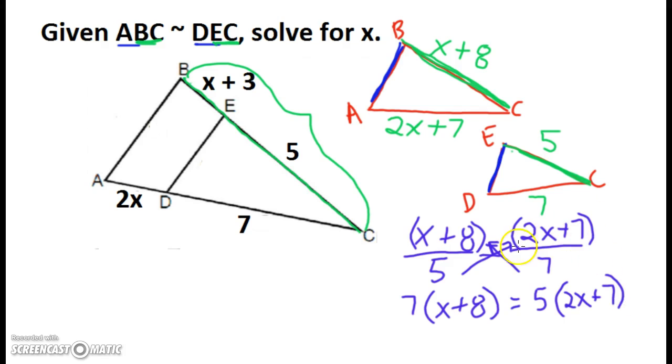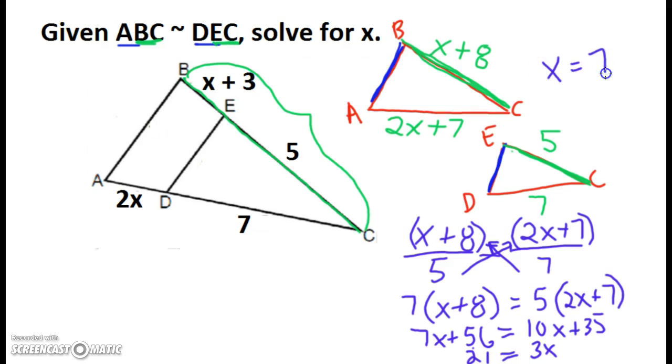Now I'm going to do the algebra kind of fast because I want to show you another way to do this problem. When you distribute here, you'd get 7x plus 56. When you distribute here, you would get 10x plus 35. And when you subtract 7x, you'd get 3x. And when you subtract 35, you'd get 21. And you divide by 3, and you'd get x is equal to 7. All right, so that's what I got whenever I drew two separate triangles.